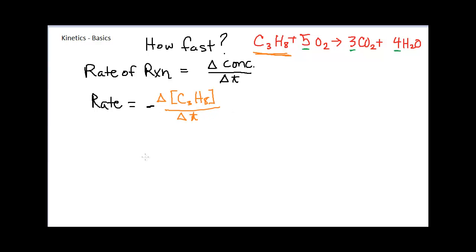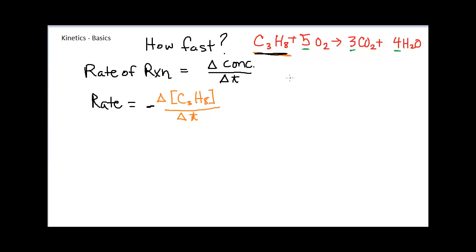You always want a positive numerical value for the rate, so if you write the rate in terms of a reactant concentration, you need a negative sign. If you write the rate in terms of a product concentration, you don't need a negative sign. We'll see an example of that.